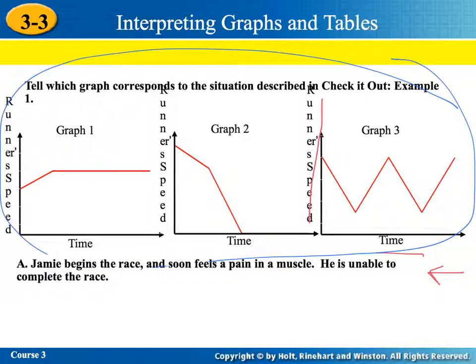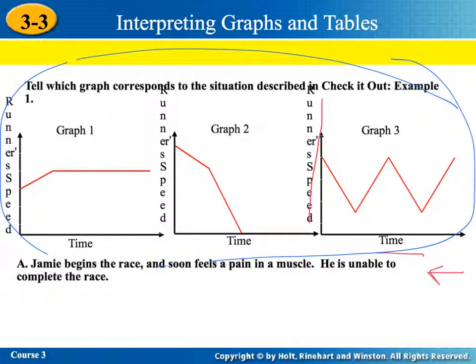All right, here we go. Jamie's running a race. He begins his race, and as soon as he feels some pain in his muscles, okay, pain in his muscles, and slowly he's unable to complete the race. I want you to think about that.